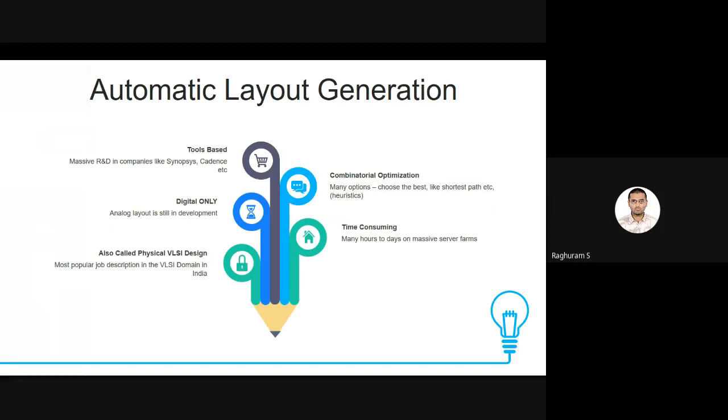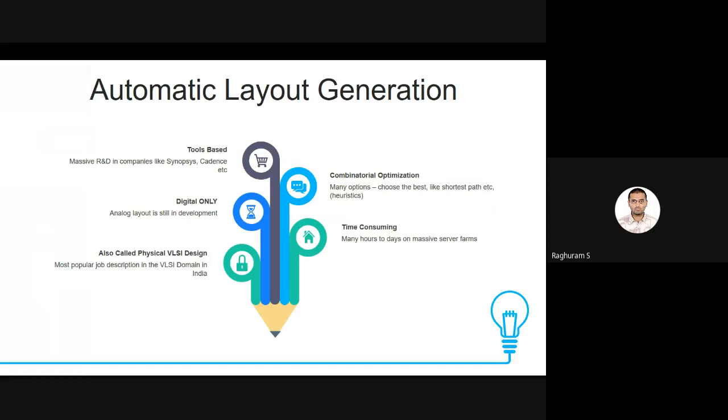Heuristics are nothing but approximate algorithms. They don't produce the exact result that is probably the best option, but in a much smaller amount of time, they are able to produce a result that is maybe 95% as good as the exact result. So these types of approximate algorithms are called heuristics. And back-end VLSI design, physical VLSI design, completely depends on these heuristics.